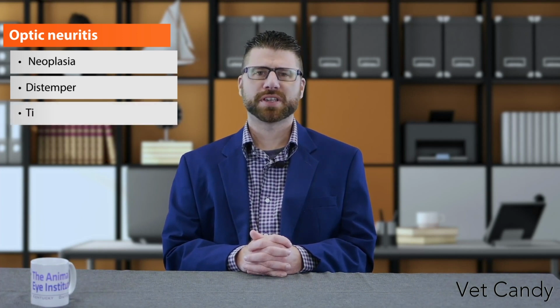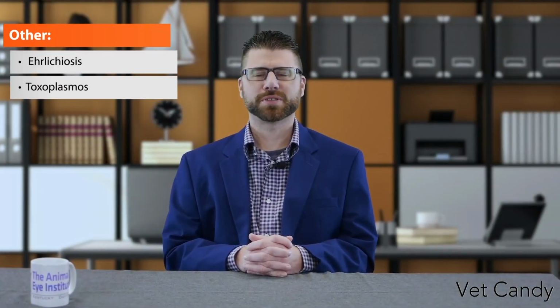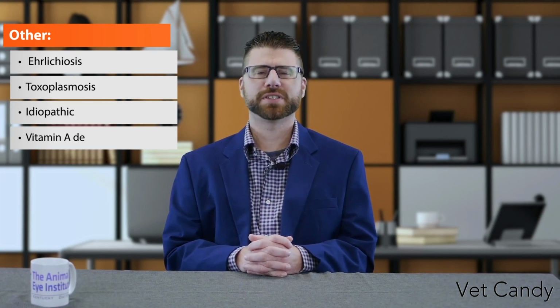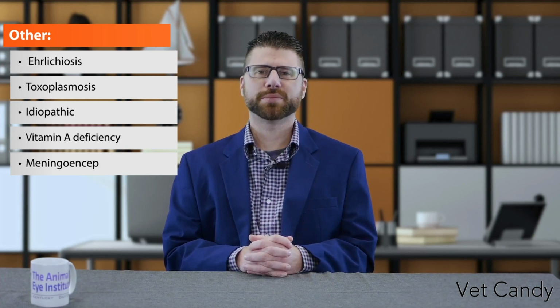There are quite a few causes of optic neuritis in canine patients, which can be quite frustrating. Some of these causes include intracranial neoplasia, optic nerve neoplasia, distemper, tick-borne encephalitis, blastomycosis, histoplasmosis, cryptococcosis, ehrlichiosis, toxoplasmosis, idiopathic, vitamin A deficiency, orbital neoplasia, necrotizing meningoencephalitis, and granulomatous meningoencephalitis. Diagnosis of optic neuritis is typically made on clinical presentation. Etiology can be based on cerebrospinal fluid analysis plus or minus an MRI.